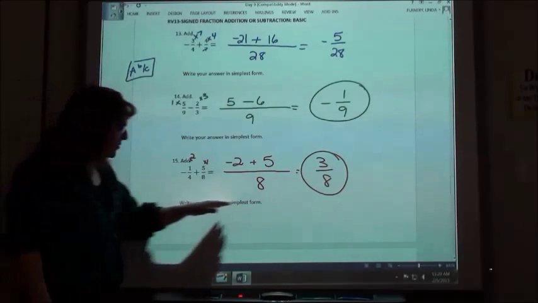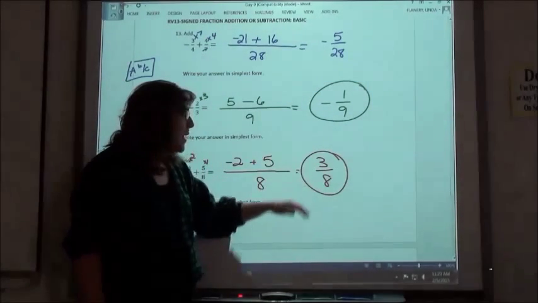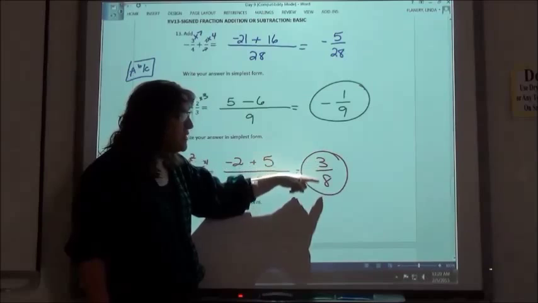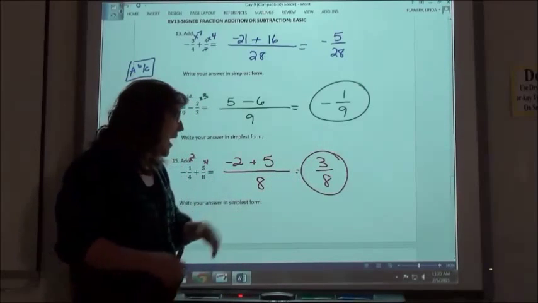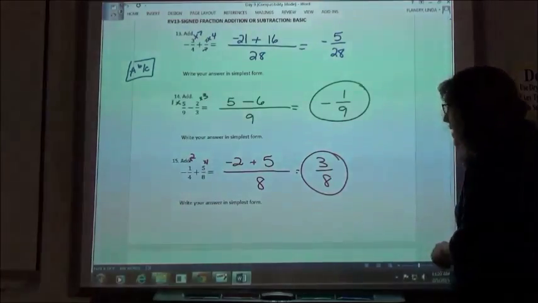Again, it tells me to write my answer in simplest form, which doesn't mean to write mixed numbers, but does mean if I can reduce, divide those by the same things, I want to do that and put my answer in simplified form. We didn't have to do that on any of these.